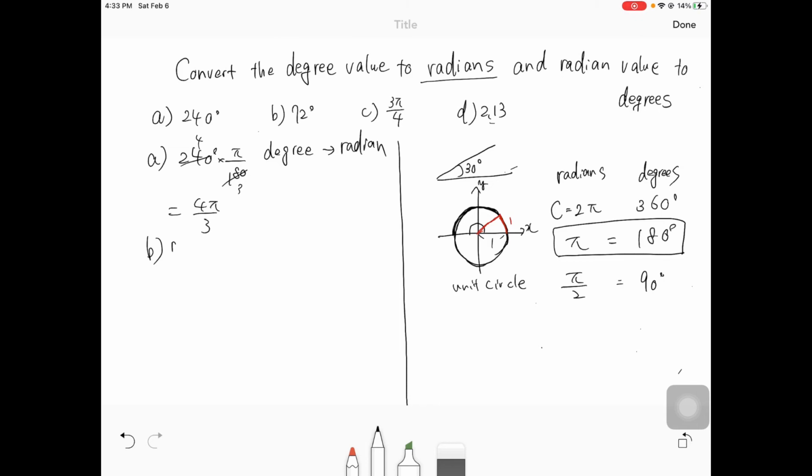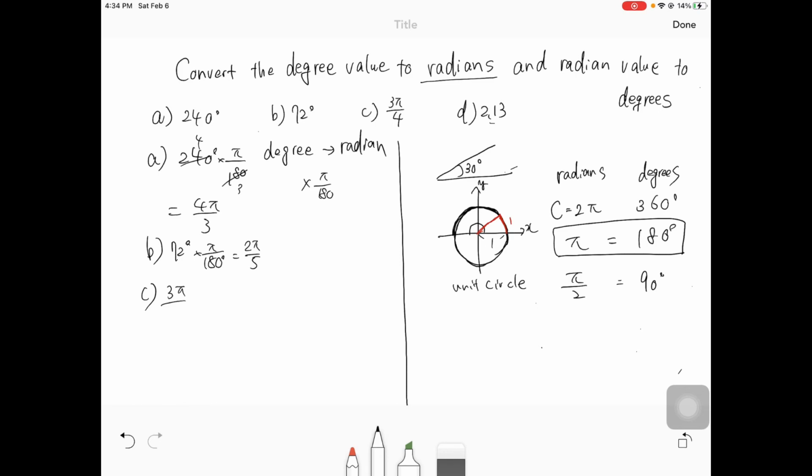Again, number B, 70 degrees. You want to find radians, so it's the same. You multiply by pi over 180 degrees. It's going to be 2 pi over 5.